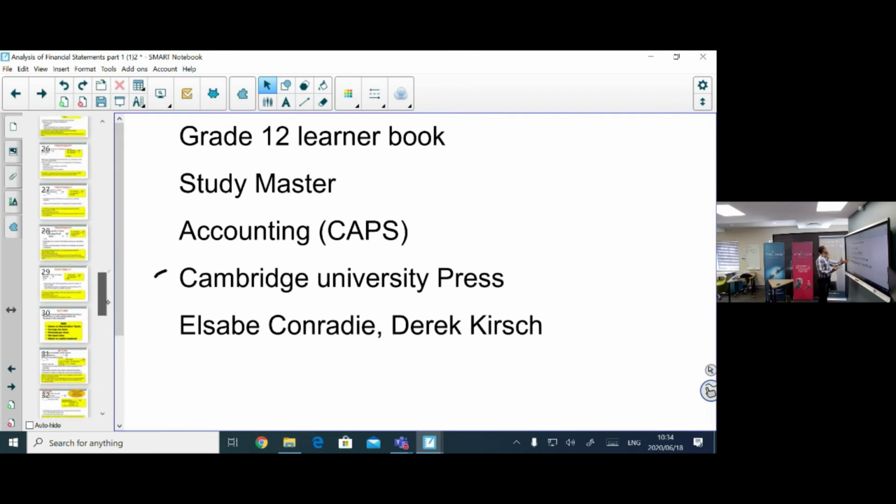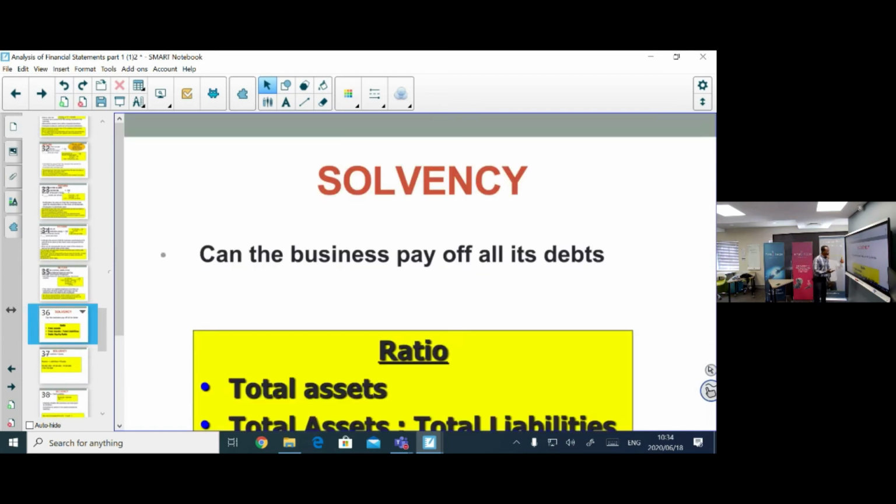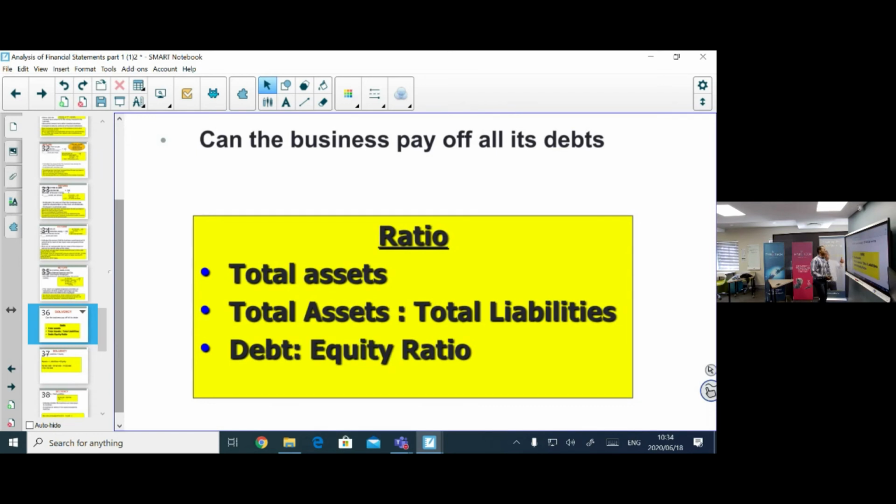Right. We talked about profitability, so let's move on. Then we are here. Solvency. Can the business pay off all its debts? That is called the solvency test. You see, total assets to total liability. Maybe we say assets over liability, the debt equity ratio. So we're going to do those examples. For now, make sure that you know them.